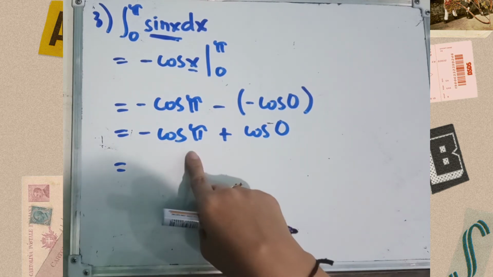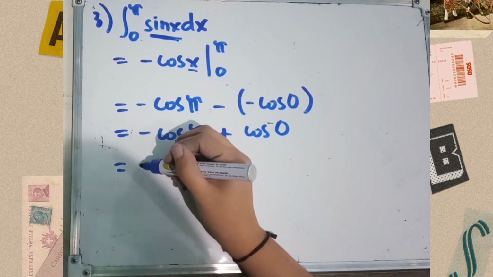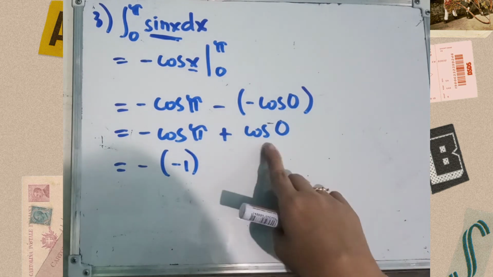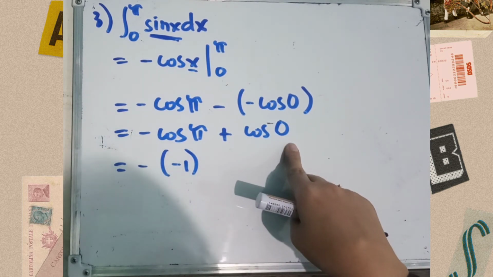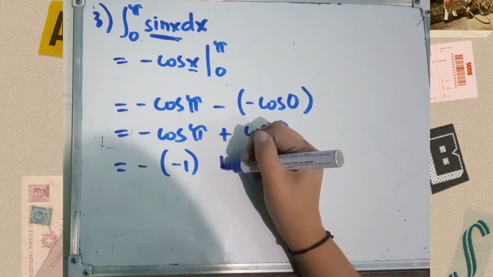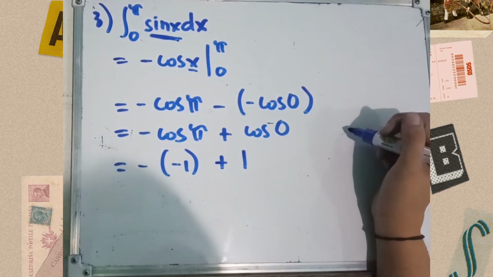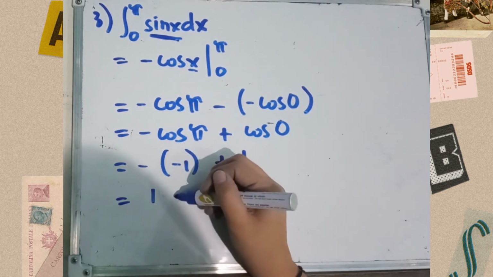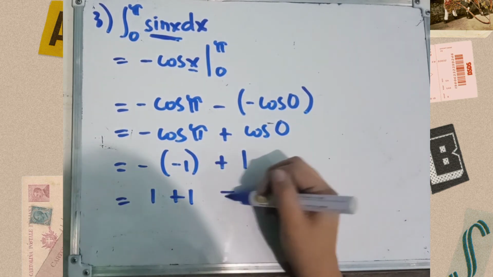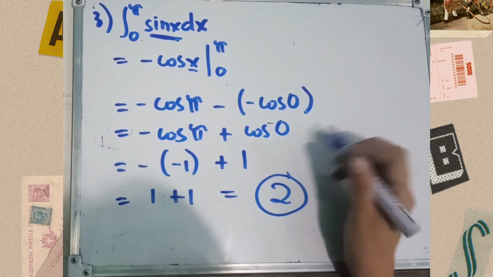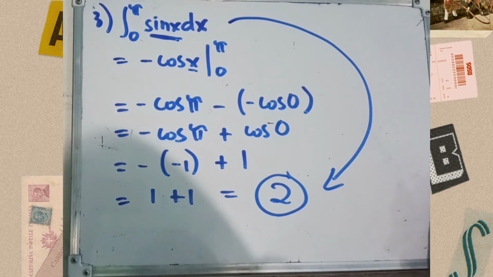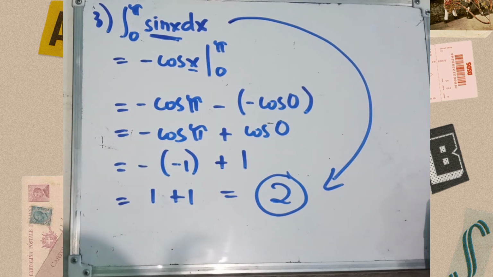So negative cosine of pi is negative 1, and cosine 0 is equal to 1. Simplifying, that's positive 1 plus 1, which is equal to 2. So that is the integral of sine x dx from 0 to pi.